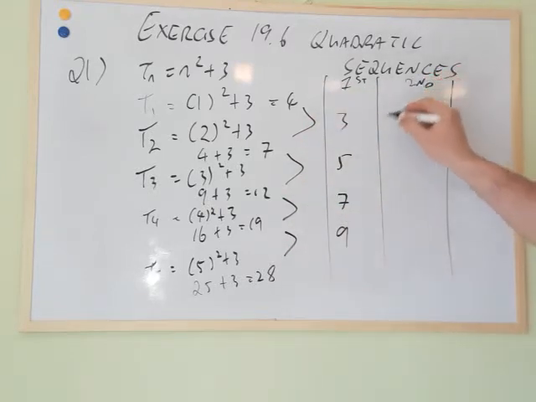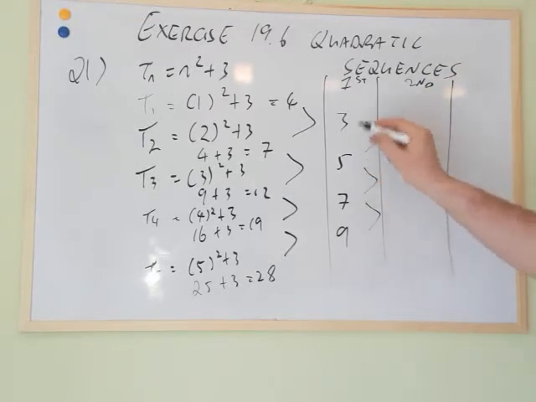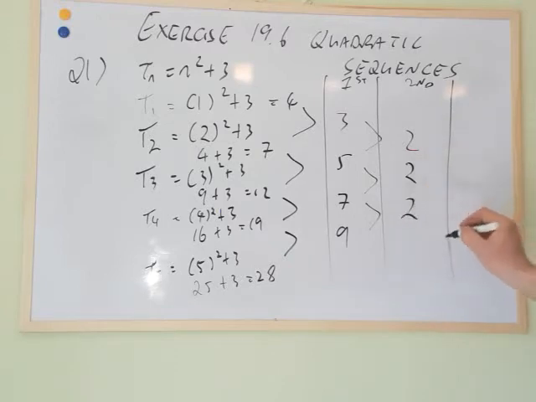But let's get our second difference. 5 minus 3 is 2, 7 minus 5 is 2, 9 minus 7 is 2. Our second difference is the same, so it is a quadratic sequence.